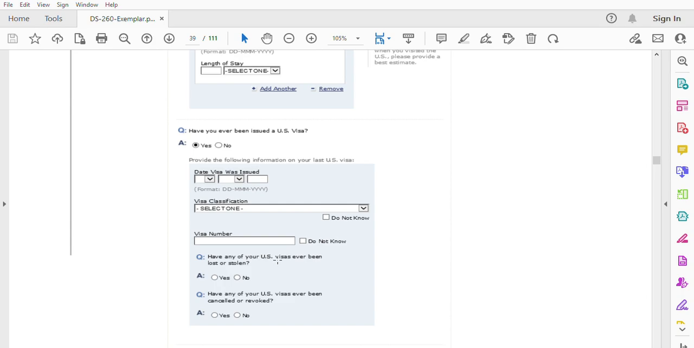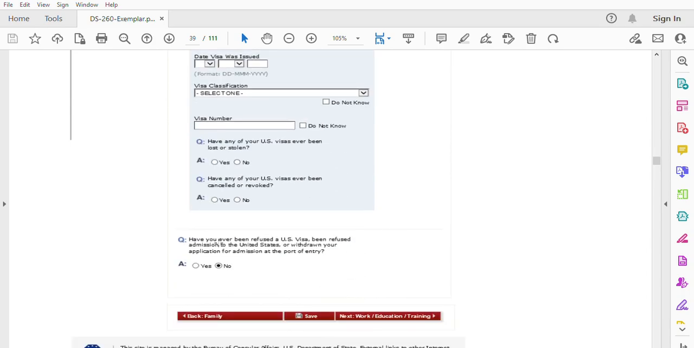You're going to put the visa number right here. Have any of your US visas ever been lost or stolen? You're going to answer the one that applies to you. Have any of your US visas ever been cancelled or revoked? You can answer yes or no. Have you ever been refused a US visa, been refused admission to the United States, or withdrawn your application for admission at the port of entry? It depends on your answer right here, yes or no.